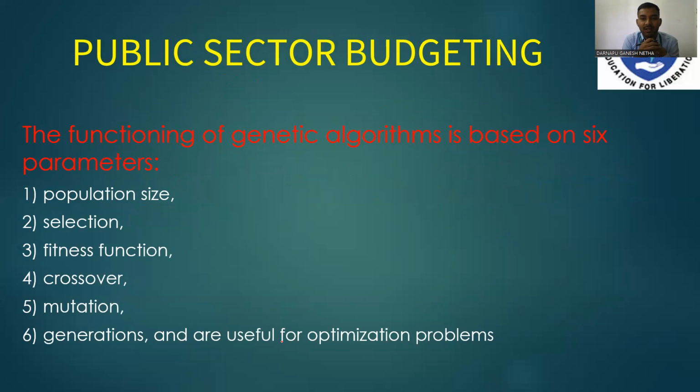The genetic algorithm is based on six parameters, that is, population size. We already discussed in the first slide, India has a very huge population size, and worldwide it is the second largest population. Then selection and fitness function, crossover and mutation, and generations, useful for optimization problems. In selection we have to select one category, for example health or else education.